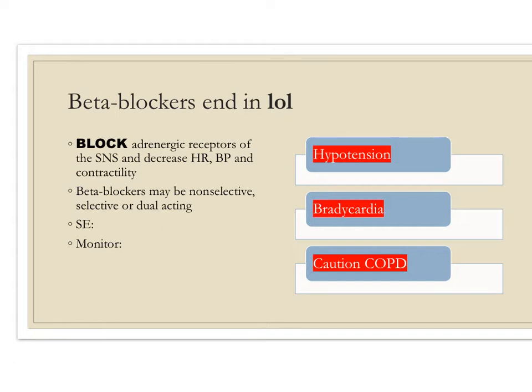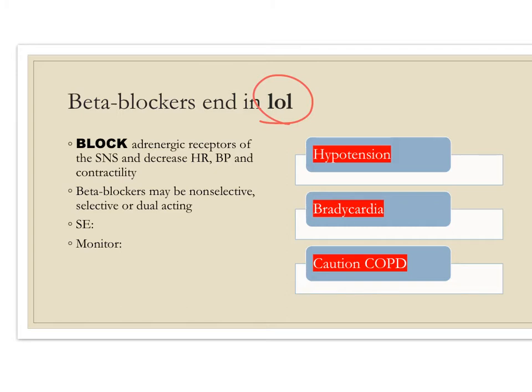Okay, on to the B's, your beta blockers. Listen, your beta blockers end in -lol, so that's what you're going to look for on your test. These guys block the adrenergic receptors of the sympathetic nervous system, so they're blocking the beta 1, beta 2, alphas. And when you block, you get the opposite effect.